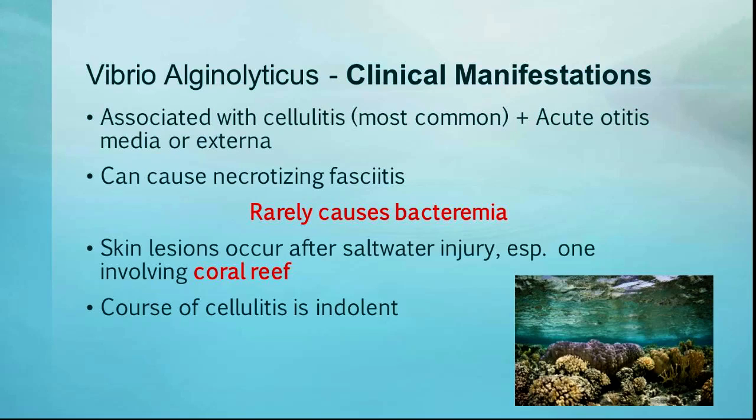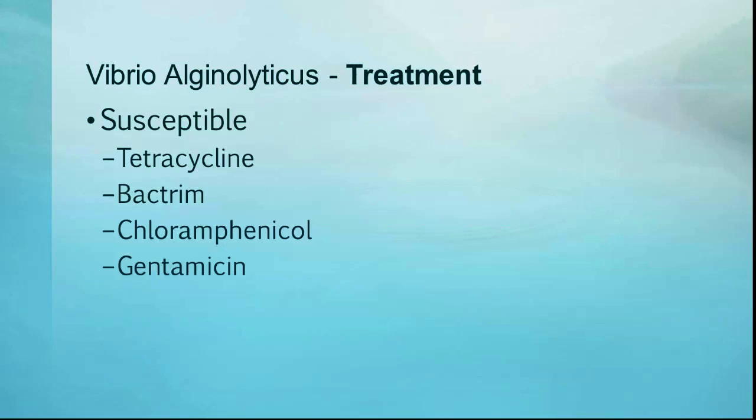What usually happens is that this particular bacteria is related to coral reef injuries. So if you happen to be diving or happen to hit your extremity with the coral reef, you can get cellulitis, and it's also associated with otitis media and externa. It can cause necrotizing fasciitis like Vulnificus, but it's usually the milder cellulitis. It's not as severe as the Vulnificus family. The treatment options are tetracycline, gentamicin, Bactrim, and chloramphenicol for Alginolyticus.